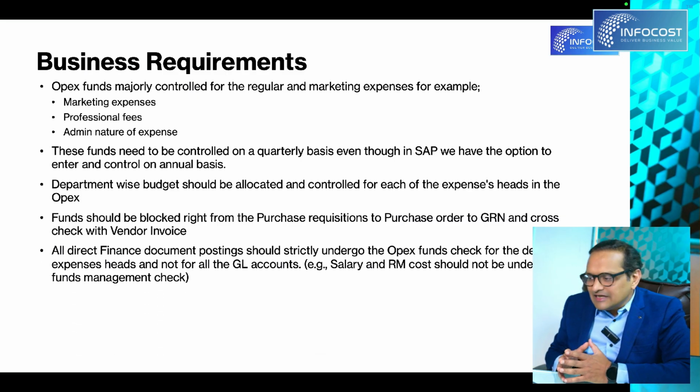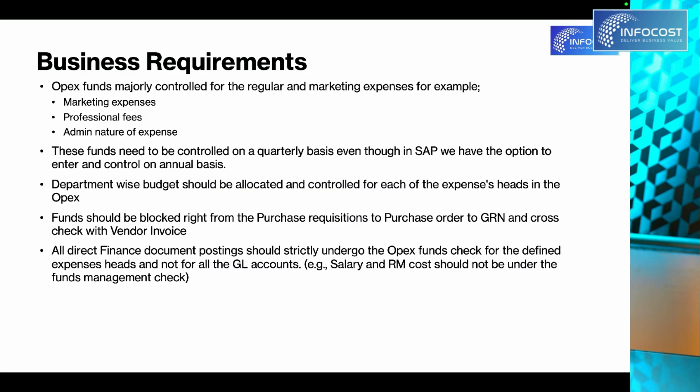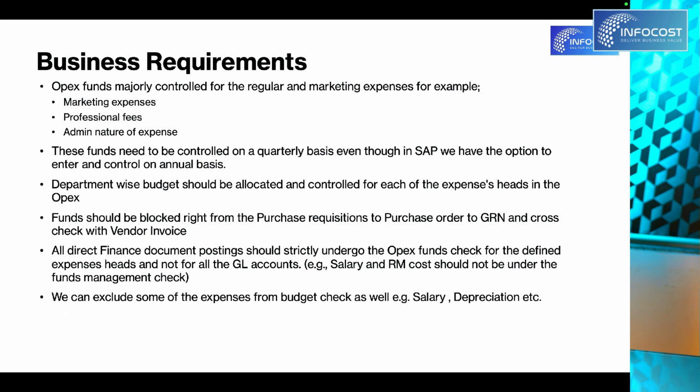All financial expenditures, whether related to marketing, professional fees, etc., go through these OPEX controls and are monitored through the budgetary control system. But some expenditures, for example salary and raw material, which we do not want to control by budget, we can exclude from the budgeting system. For example depreciation, etc., we can also exclude from the regular operational expenditure budgeting.